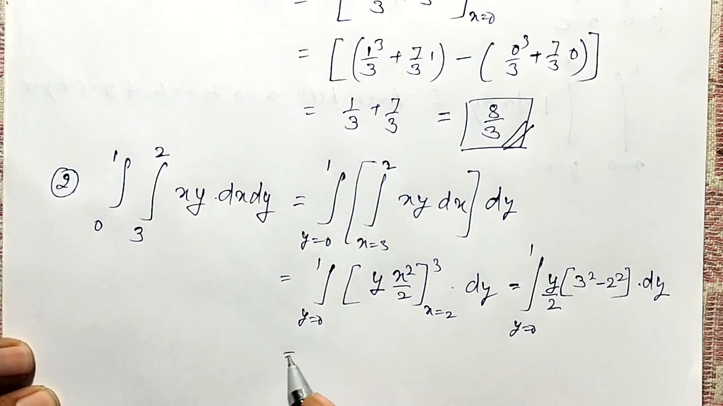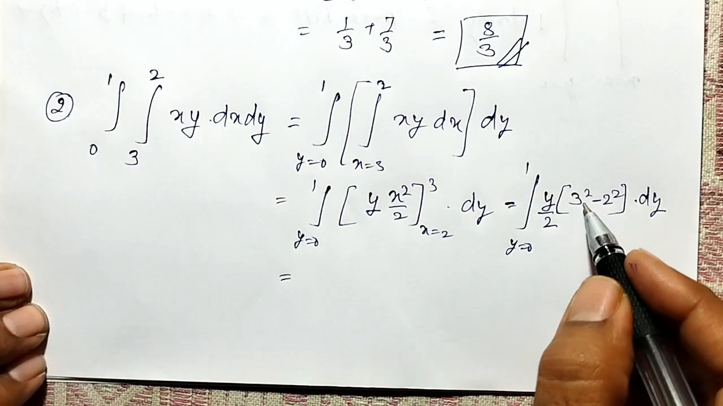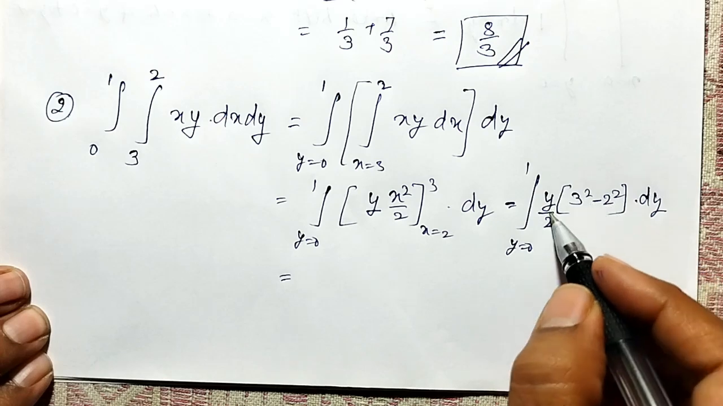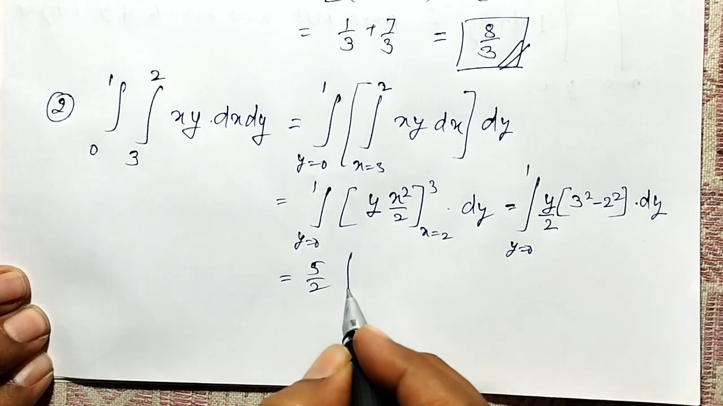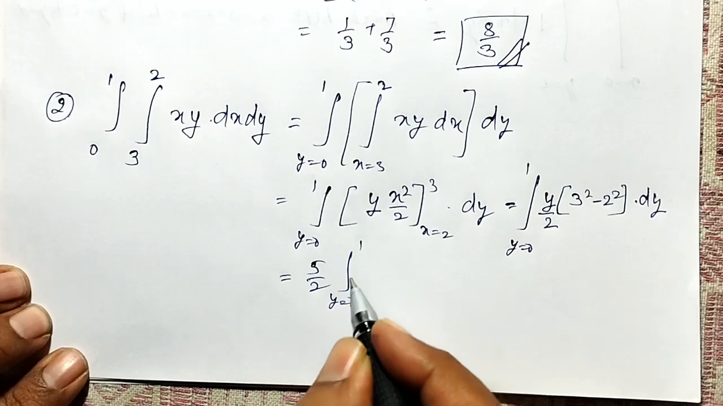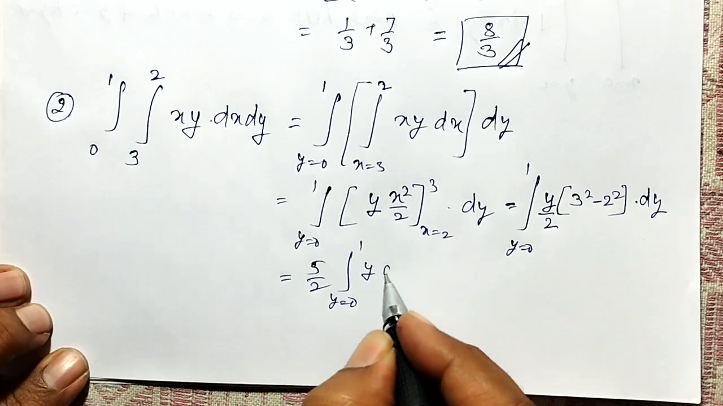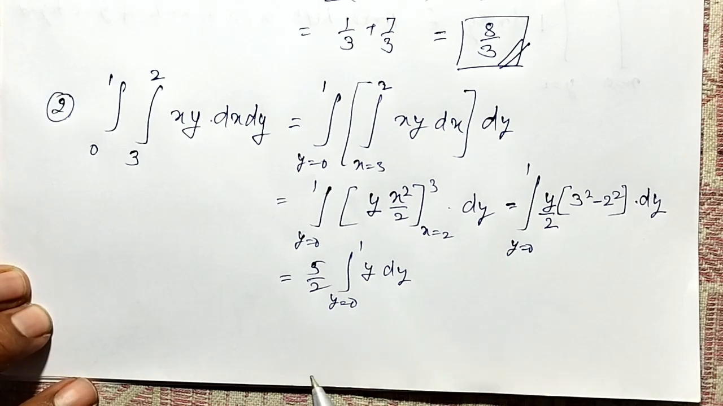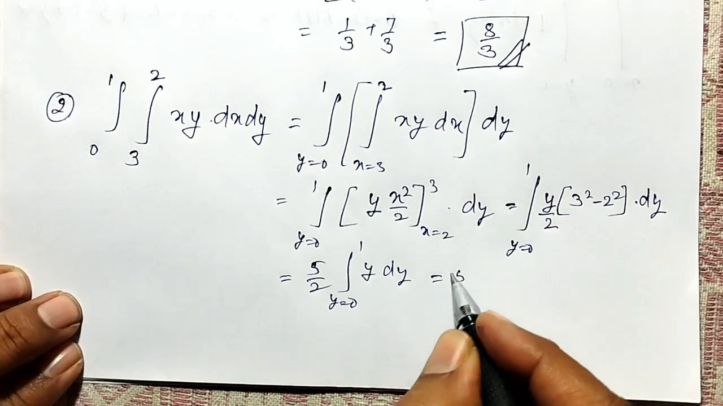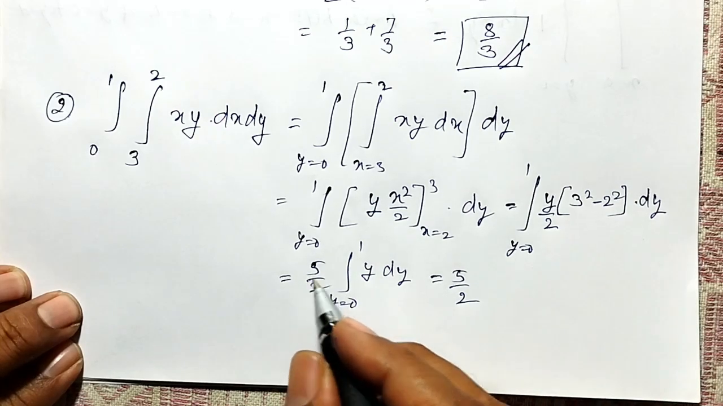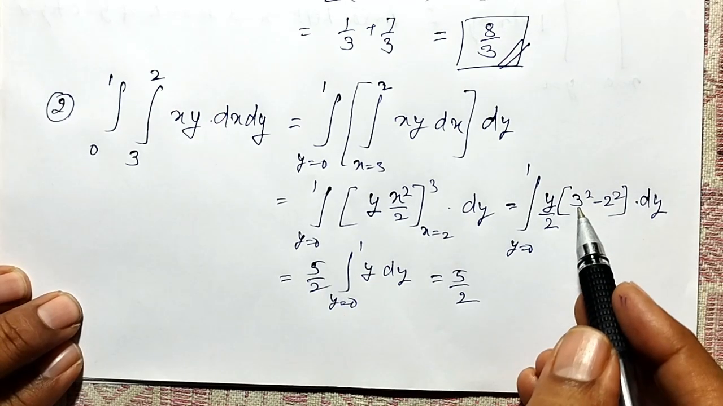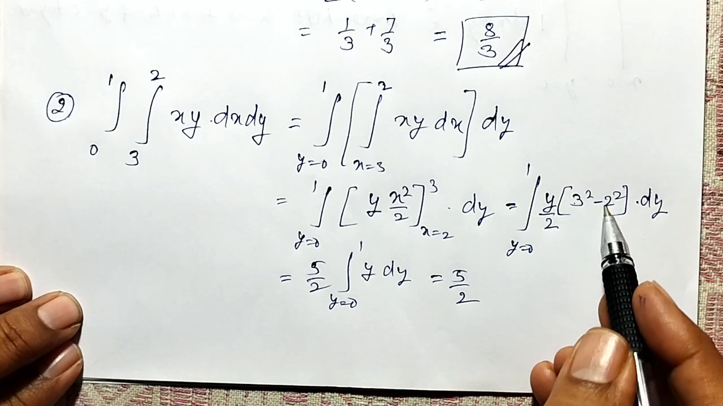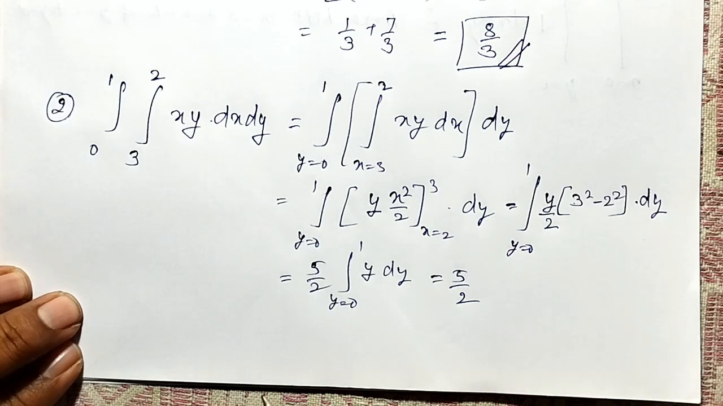Simplify this. What am I going to get here? 3 square is 9. 9 minus 4, 5. 5 by 2 I will write outside. Integration from y equal to 0 to 1 and it is y into dy. Y is remaining still because it is not yet integrated. Now integrate with respect to y. 5 by 2 is constant outside because of this one. 3 square is 9 minus 2 square is 4. 9 minus 4 is 5. 5 divided by 2 I have taken outside.